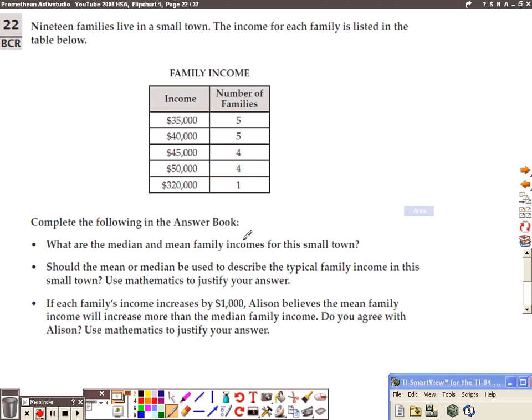If each family's income is increased by $1,000, Allison believes the mean family income will increase more than the median family income. Do you agree with Allison? Use mathematics to justify your answer.